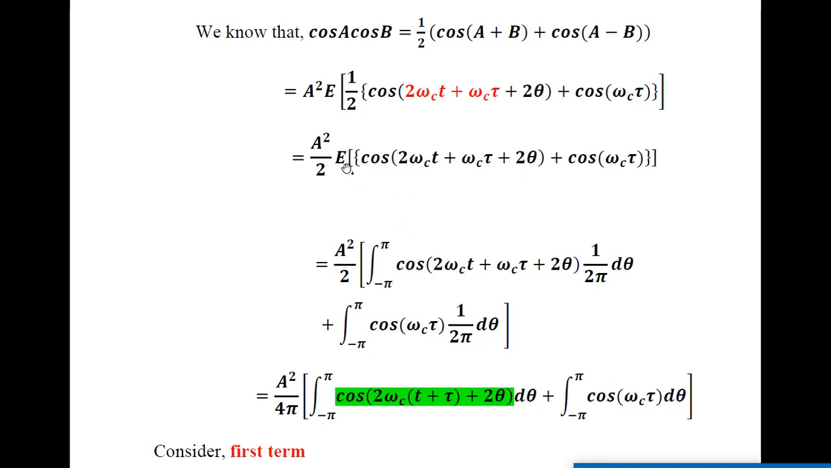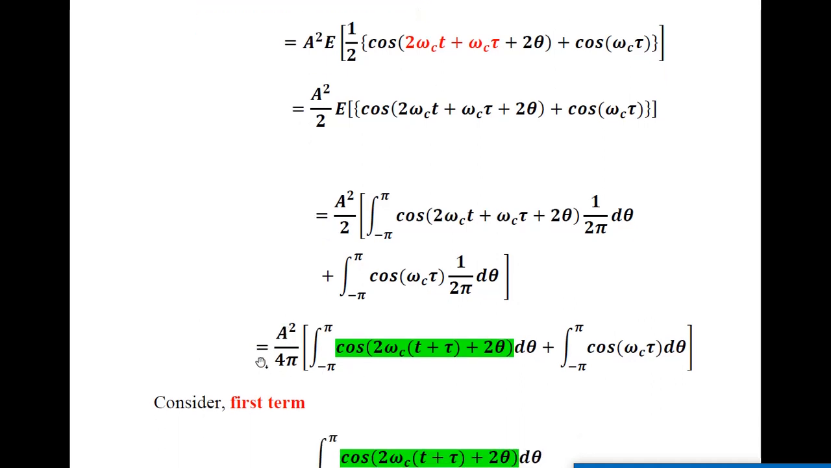So the expectation operator, or the mean value, is nothing but finding the area enclosed within a particular limit here. So this is cos 2 omega c t plus omega c tau, into 2 theta, 1 by 2 pi. You can find the replacement for the PDF here, 1 by 2 pi d theta, and again from minus pi to pi, cos omega c tau. Again the PDF value is 1 by 2 pi between minus pi and plus pi, then d theta here. So both the cosine terms we are going to substitute for, that is the PDF along with its function.